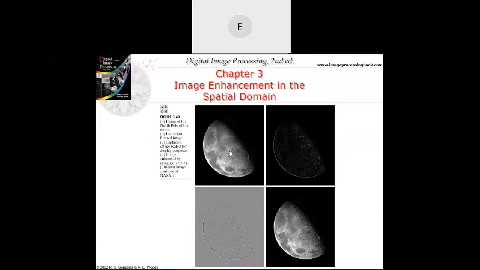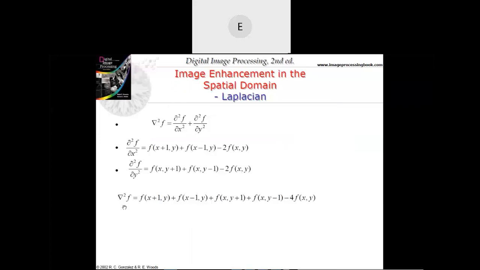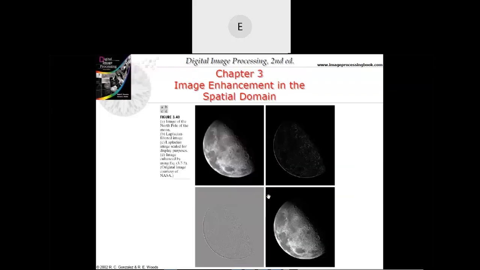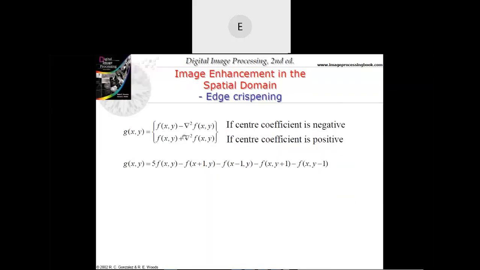Now you already have seen the equation for the Laplacian. And if I just do addition, for example, if the center pixel is negative, I should actually add it with minus 4, minus f of x comma y. So minus 4 plus minus 1, I'll get it as minus y. And if it is multiplied with a minus sign, I'll get plus y. So that is how I'll get this.